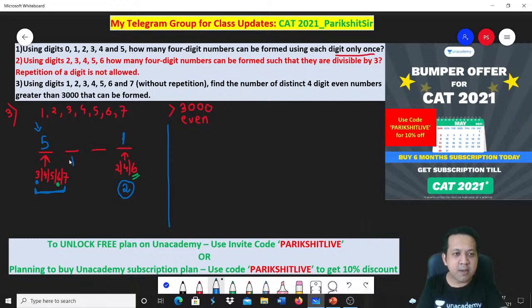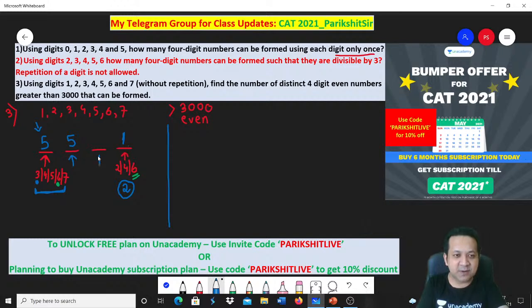Next. Remember, repetition of digits is not allowed. There are a total of 7 digits. So 2 digits you have already selected. Out of the 7, 2 has already been selected. So 7 minus 2, you have got 5 options to fill up this place.